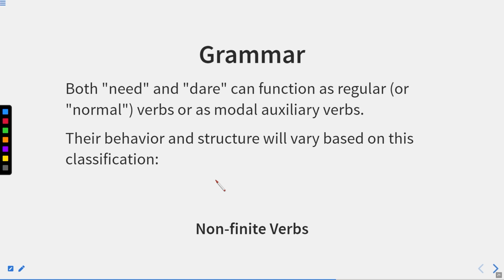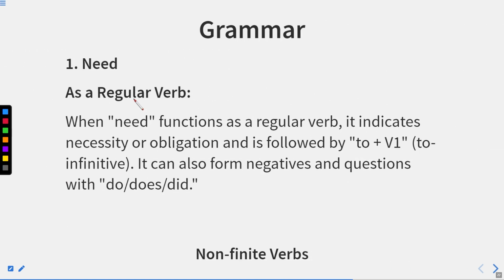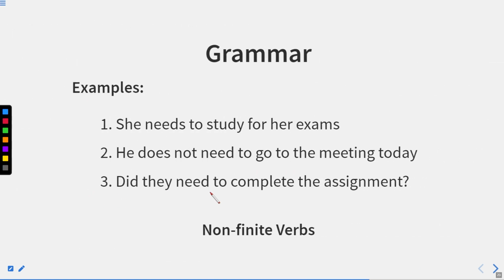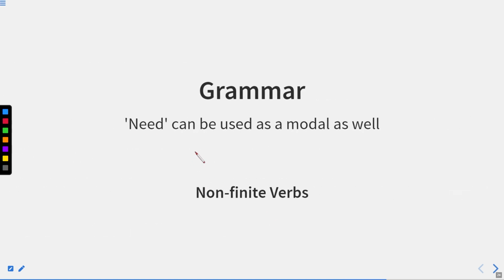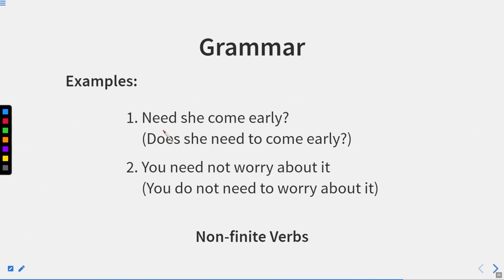Both need and dare can function as regular or normal verbs or as modal auxiliary verbs. Their behavior and structure will vary based on this classification. When need functions as a regular verb, it indicates necessity or obligation and is followed by to plus verb one, that is, the infinitive. It can also form negatives and questions with do, does, and did. She needs to study for her exam. He does not need to go to the meeting today. Now, does not. Whenever do plus need comes, we use this structure only. Did they need to complete the assignment? Need can also be used as a modal. Need she come early? You need not worry about it.